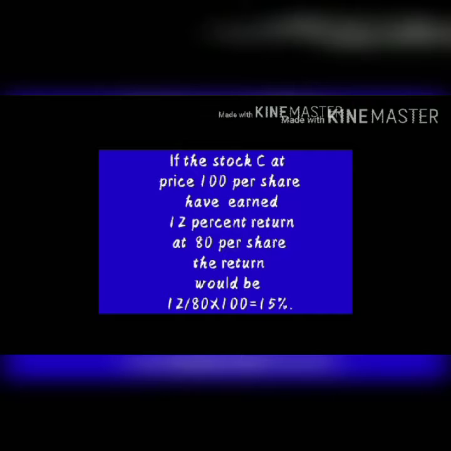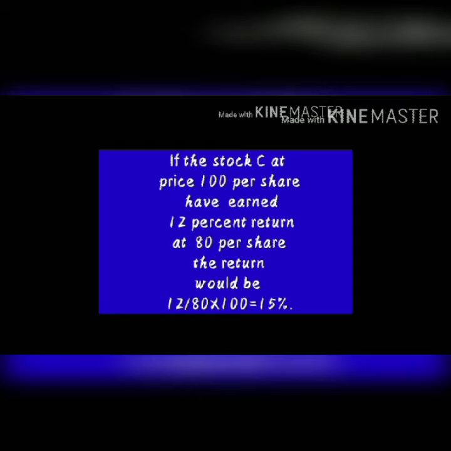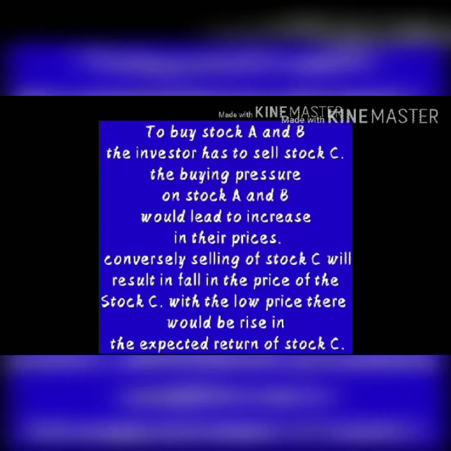For example, if the stock C at price 100 per share has earned 12% return, at 80 per share, the return would be 12 divided by 80 times 100 is equal to 15%. So, to buy stock A and B, the investors have to sell stock C. The buying pressure of stock A and B would lead to an increase in their prices. Conversely, selling of stock C will result in a fall in the price of stock C. With the low price, there would be a rise in the expected return of stock C.